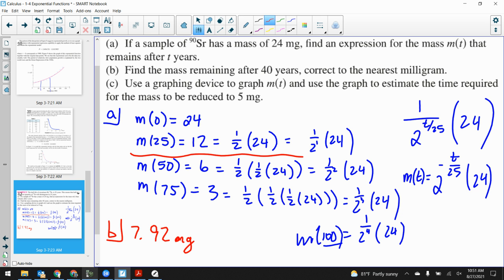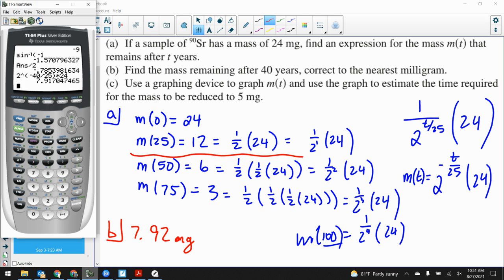There you go. Use the graphing device to graph M of t and use the graph to estimate the time required for the mass to be reduced down to 5 milligrams. All right, so if I've got my equation now, it's pretty easy to plug in. I want 2 to the negative x over 25, and then times 24. And I want to know where the output is 5, that's a y value of 5, where the x value is going to be the same. That's what I'm going to look for here.